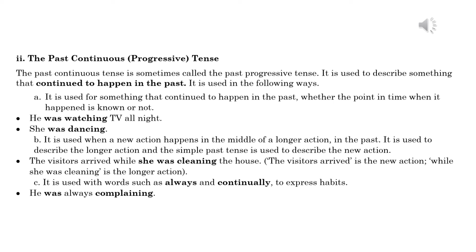He was watching TV all night. She was dancing. B. It is used when a new action happens in the middle of a longer action in the past. It is used to describe the longer action, and the simple past tense is used to describe the new action. The visitors arrived while she was cleaning the house. The visitors arrived is the new action, while she was cleaning is the longer action.